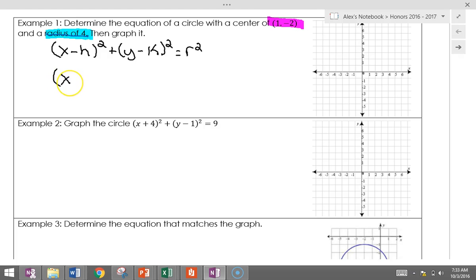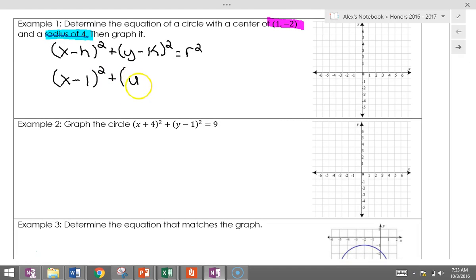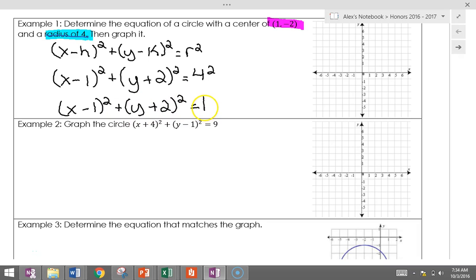So x is 1, so x minus 1 squared. And then y has a negative 2, so I'm going to switch the signs. Y plus 2 squared equals 4 squared. And then make sure you square that. (x minus 1) squared plus (y plus 2) squared equals 16.